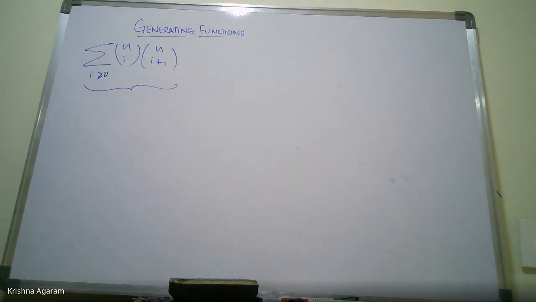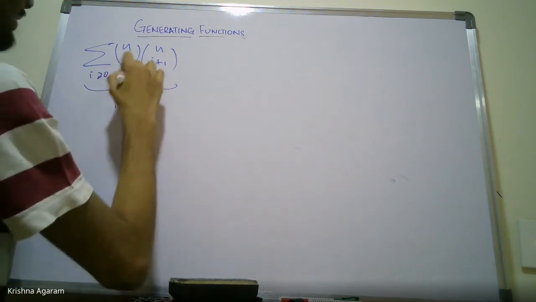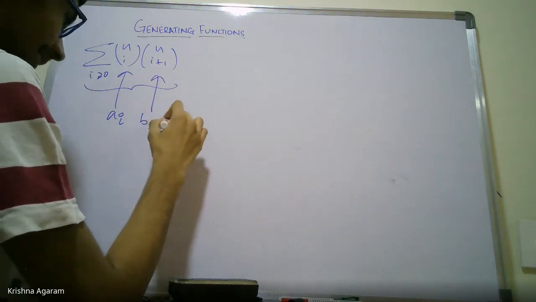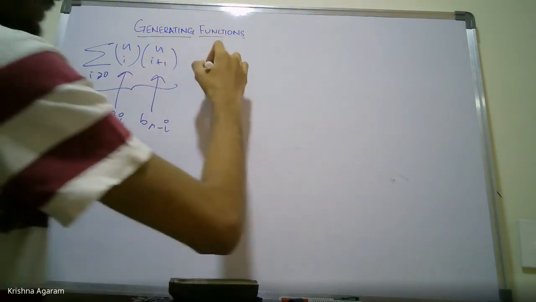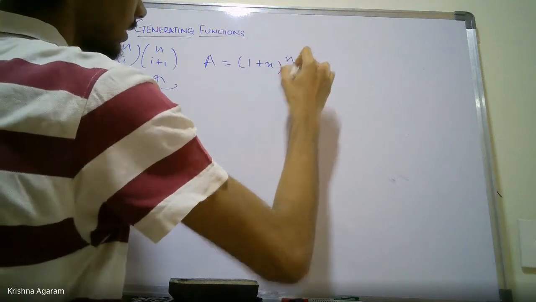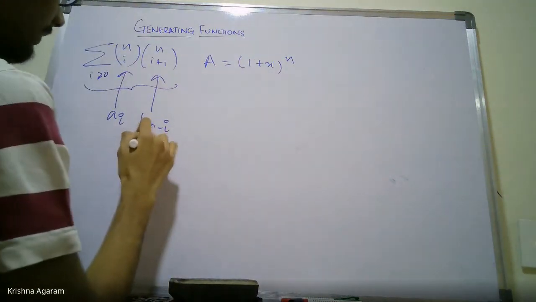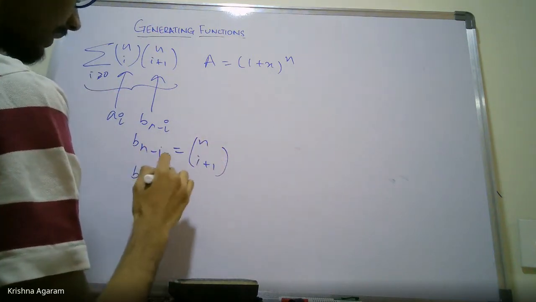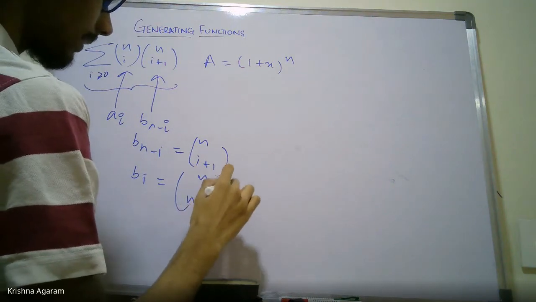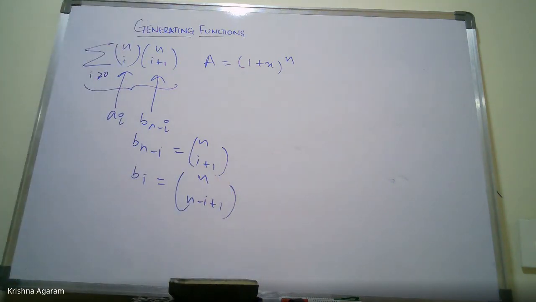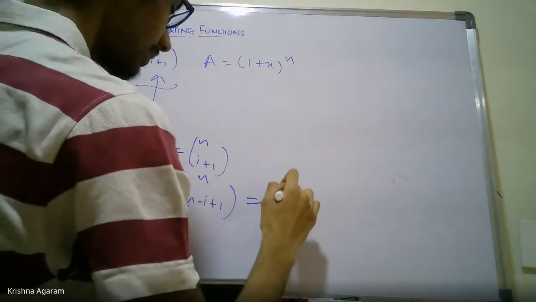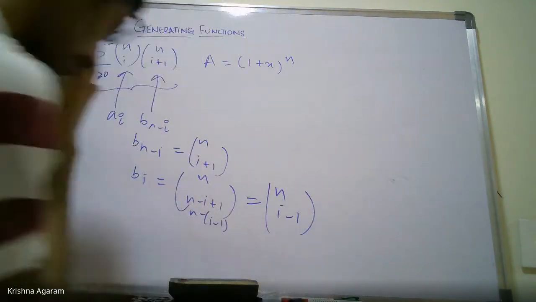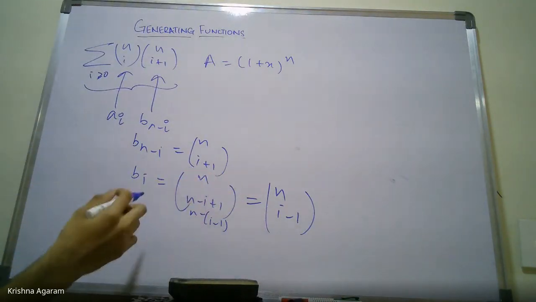Now, this you write as, of course, it's just standard now, it's just routine. You write this as b of n minus i. So the generating function a is just 1 plus x to the n. And the generating function of this: if b of n minus i is n choose i plus 1, then turn i to n minus i, b of i is n choose n minus i plus 1, right? Which is just n choose n minus i minus 1, so it's just this, right? So b of i is that, so its generating function is what?